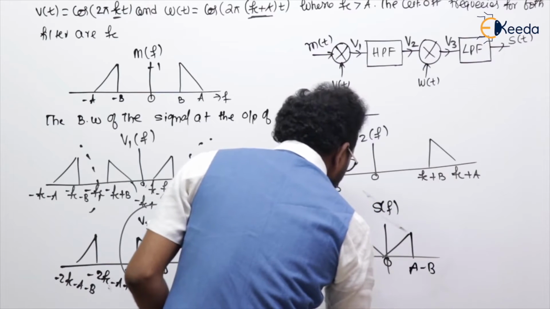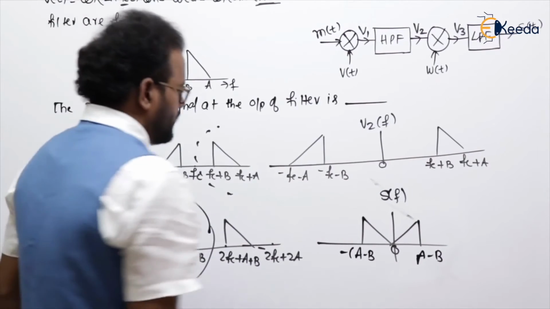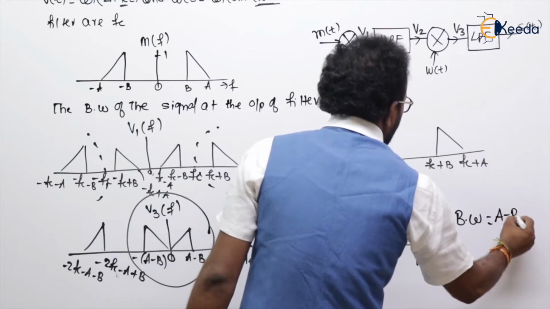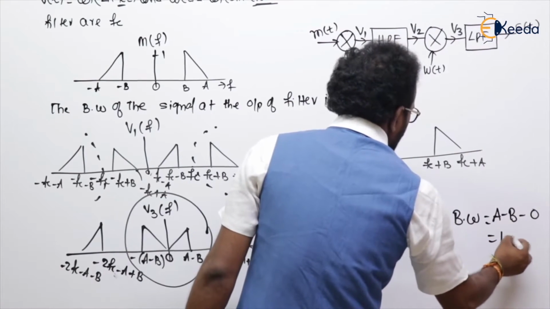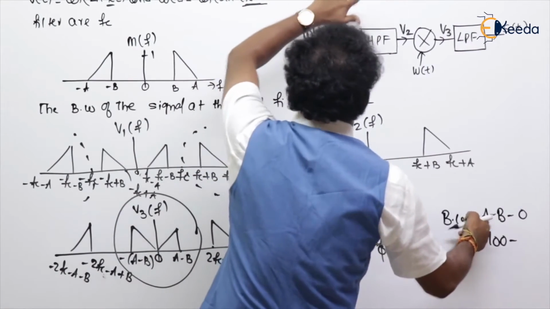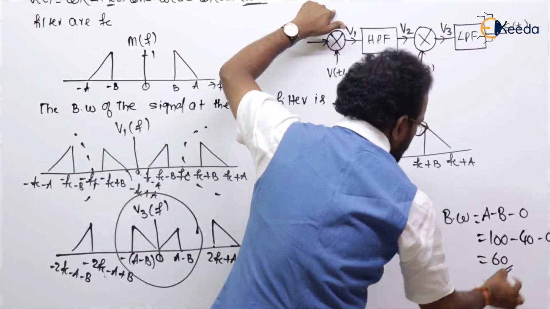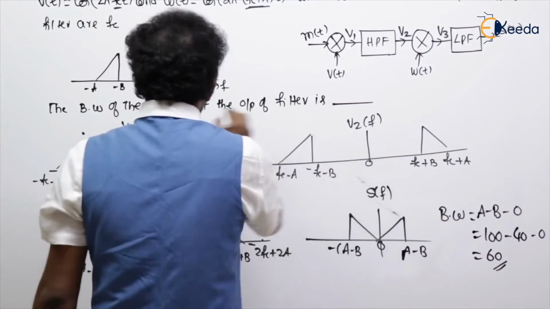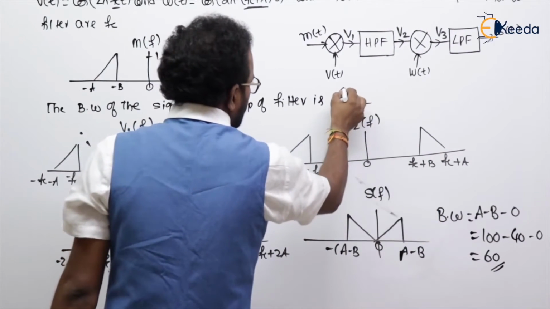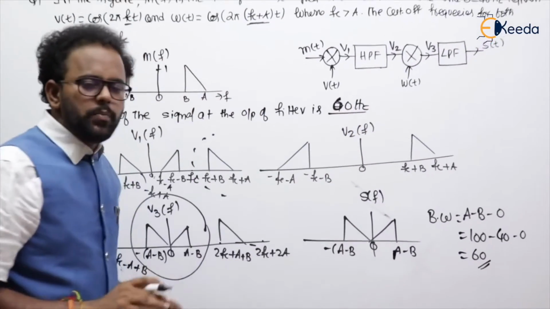This is minus of a minus b. Then what is the bandwidth? Bandwidth is nothing but the highest frequency minus the lowest. Highest value 100 means a value 100, b value 40, lowest value 0, so 60. So the bandwidth of the signal at the output of the filter is 100 minus 40, sorry, 60 Hz.